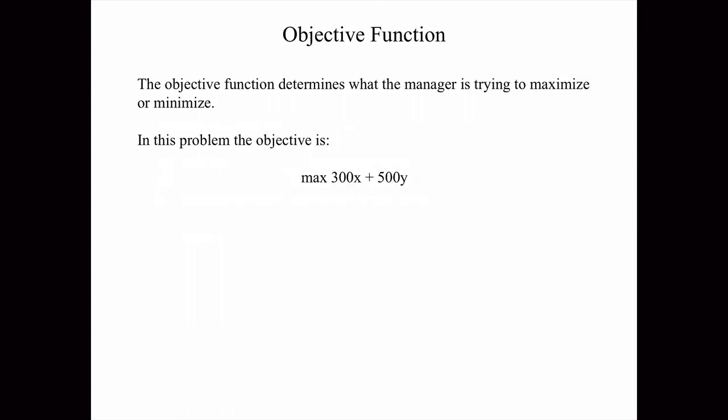Once we have decision variables, we can establish an objective function. The objective function determines what is the manager's goal. That is, what is the manager trying to maximize or minimize? In this problem, the manager is trying to maximize the profit per week that the manager would obtain, which in this case is 300 times X plus 500 times Y. And that's because each door is worth $300 in profit and each window is worth $500 in profit. An objective function could also be minimize some function of the decision variables.